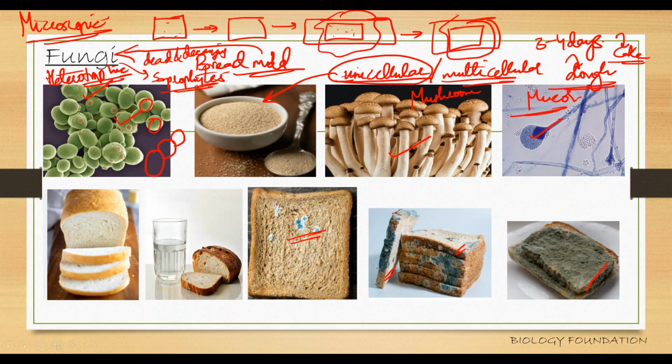Okay, so basically, fungal organisms can be either unicellular like your yeast, or they can be multicellular like mushrooms or penicillium, aspergillus, and all, a number of examples. And fungal organisms are heterotrophic. They are mostly saprophytes, where these organisms feed on dead and decaying organic matter. And fungal organisms basically grow in wet places or moist places.